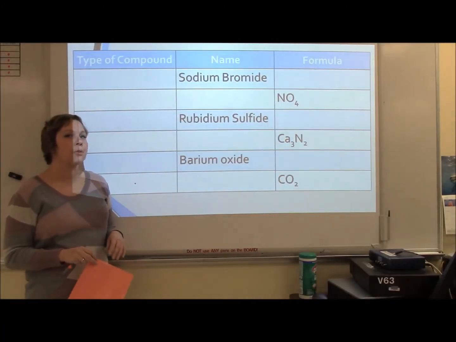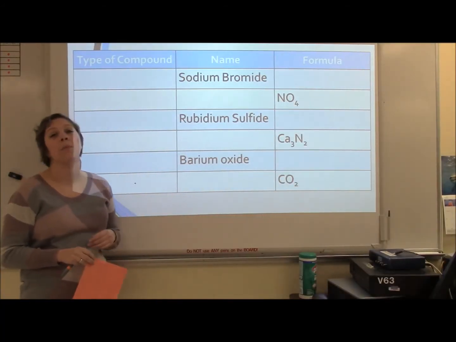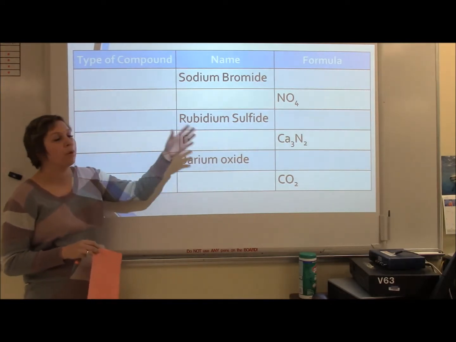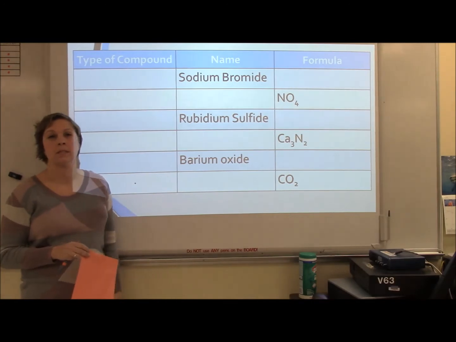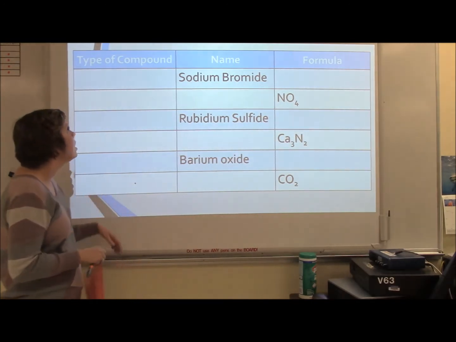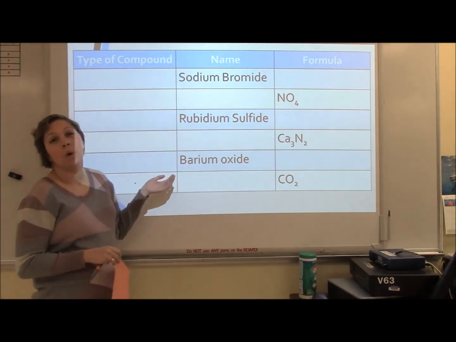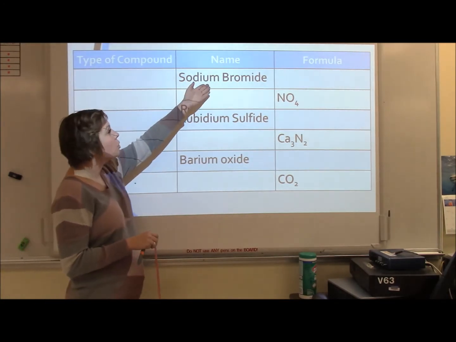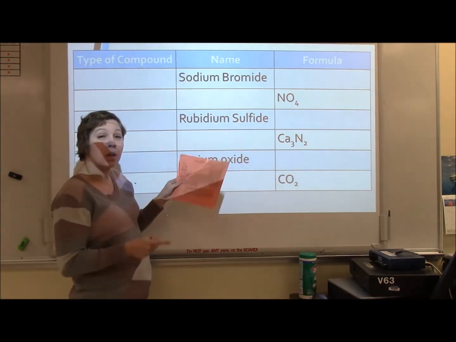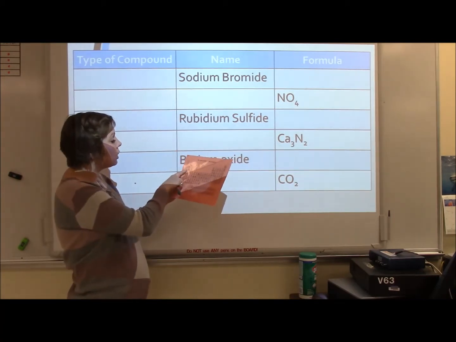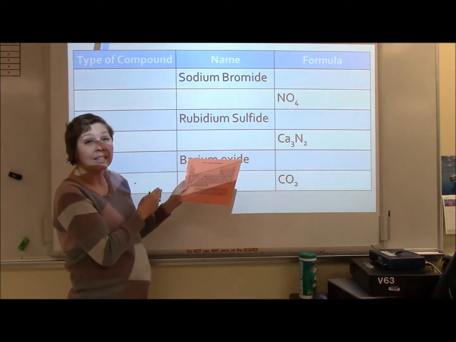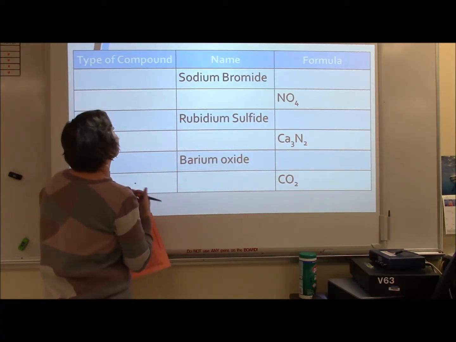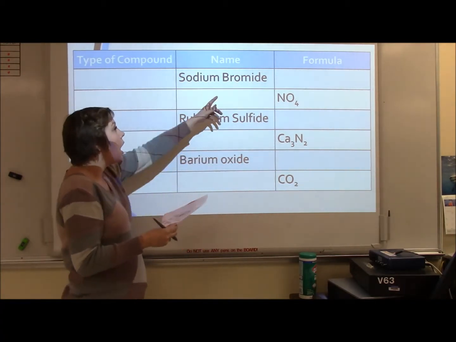Alright, so we're going to work through these 6 mixed problems and identify either the type of compound, name, or formula depending on the empty spaces. So let's look at the first one. First I need to identify what type of compound it is. So I'm going to look at the name, and sodium is my first element. If I look at my periodic table, I find sodium. It's on the left-hand side of the periodic table, so I know sodium is going to be a metal.